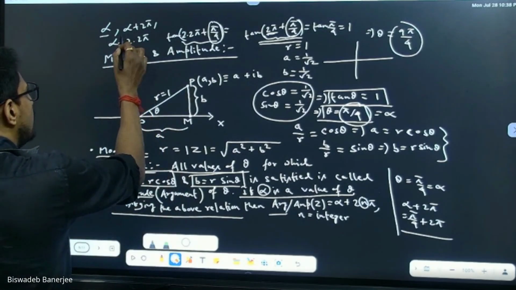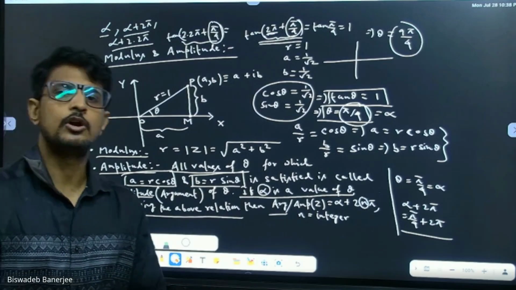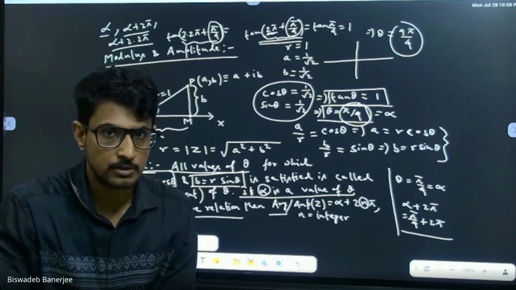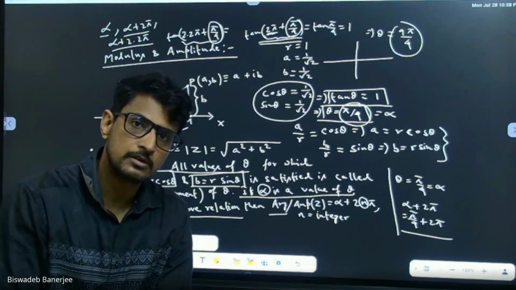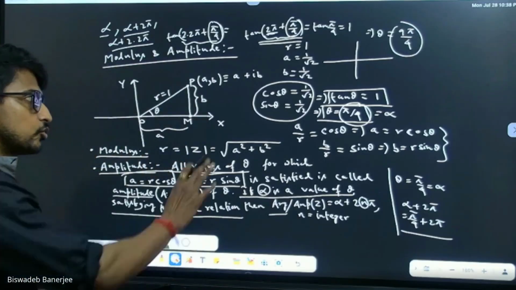I have explained this by means of this example. So all these values are amplitude. So this is my concept of amplitude. This is called amplitude of a complex number. So amplitude may not be unique. There can be infinite number of amplitudes. Just go through this example.